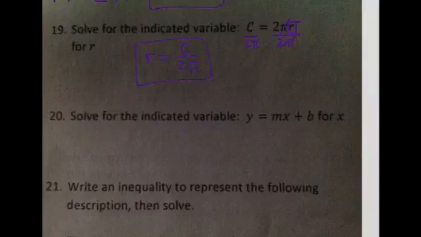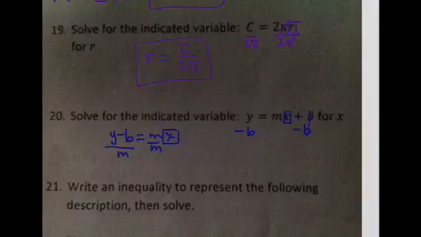Okay. Number 20, we're solving for x. So x is right here. So the first thing we do is subtract b. And you cannot combine y and b, so you just leave it as y minus b equals mx. Again, we're solving for x. We're isolating the x, so that means we have to divide by m. And you divide everything by m, not just the y, not just the b, but the y minus b. So you could leave it like this. This is fine. X equals y minus b over m.